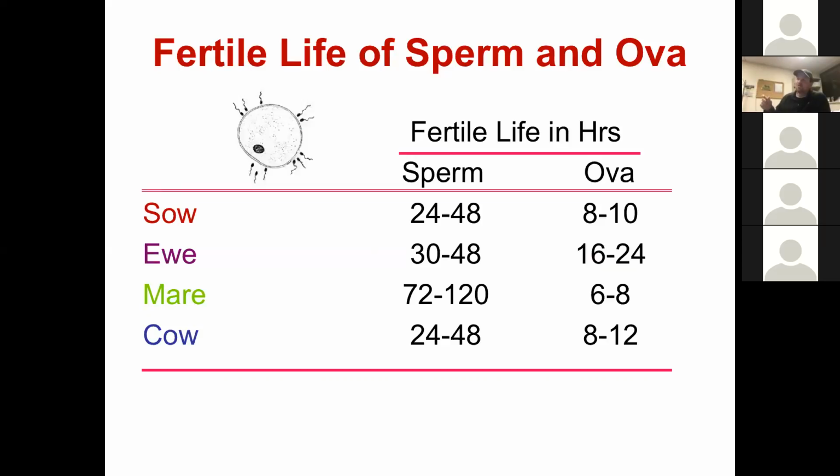So a good rule of thumb, we always breed what we call AM PM. If she came in heat in the morning, we'll breed her at night. If she came in heat at night, we'll breed her the next morning. So just AM PM. If you're in doubt, breed early, because you would rather be early than late, because that semen will last a lot longer than that egg will.